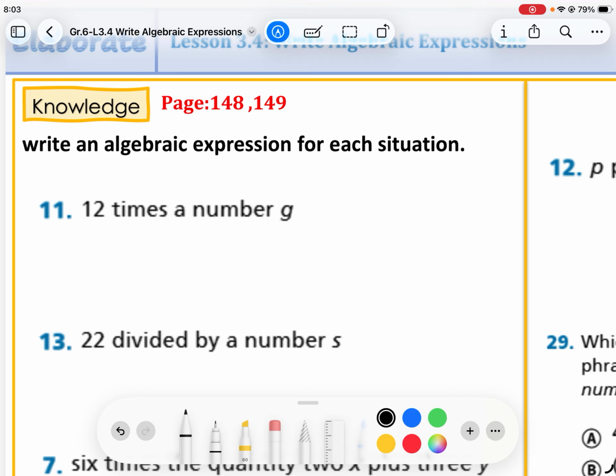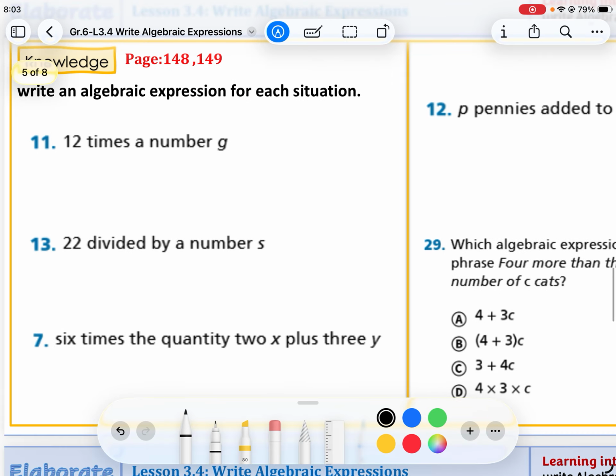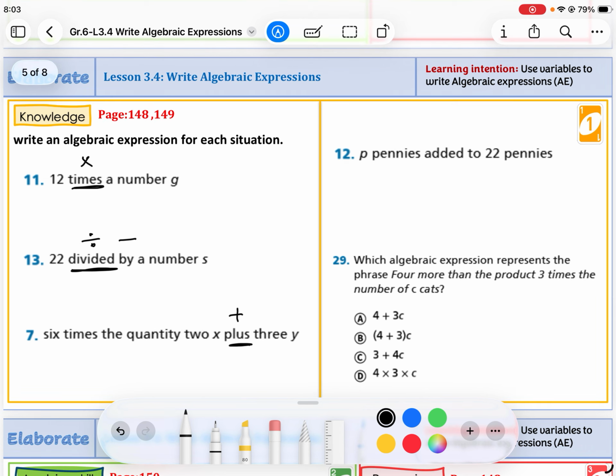So let's start. In order to do that, you should know what the keywords are. Times, you should know that. Times means multiplication. Divided, this is the sign for division, or you can use a fraction bar like that. You put the numbers up and down. Times, again, is multiplication. Plus means addition. Added to means addition. Please, guys, focus with these keywords.